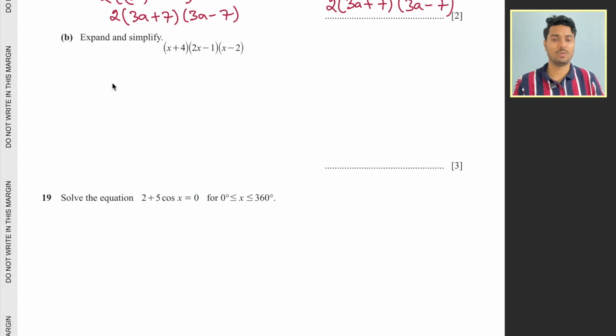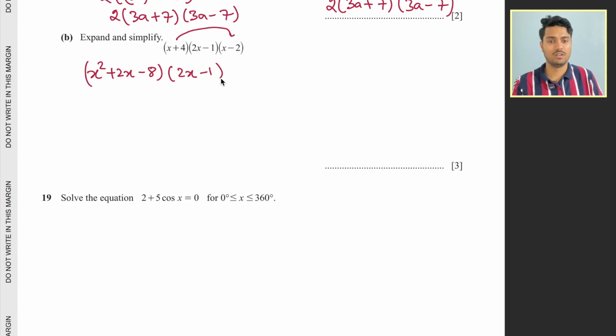Let's move on to part B. It says expand and simplify. So first we have 3 binomial terms given to us. I can multiply x plus 4 into x minus 2 and directly write x square plus 2x minus 8, and this can be multiplied by 2x minus 1. So x square into 2x is going to be 2x cube, x square into minus 1 is going to be minus x square.